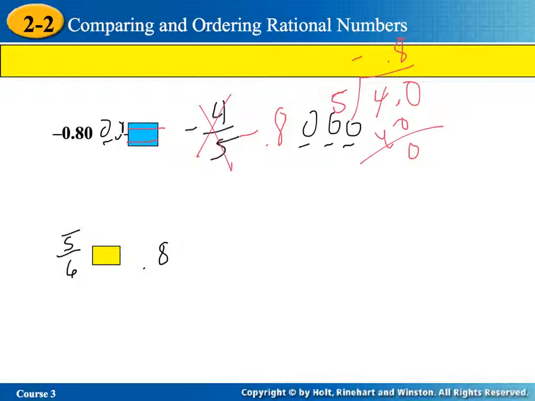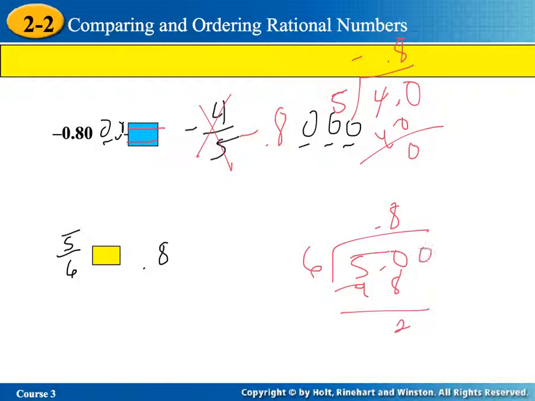Next, again, 5/6 and 0.8. I need to get them in the same form. Same form to compare them. So, 5/6, 6 into 5. Can't do it. 6 into 50. How many times? 8 times. 8 times 6 is 48.